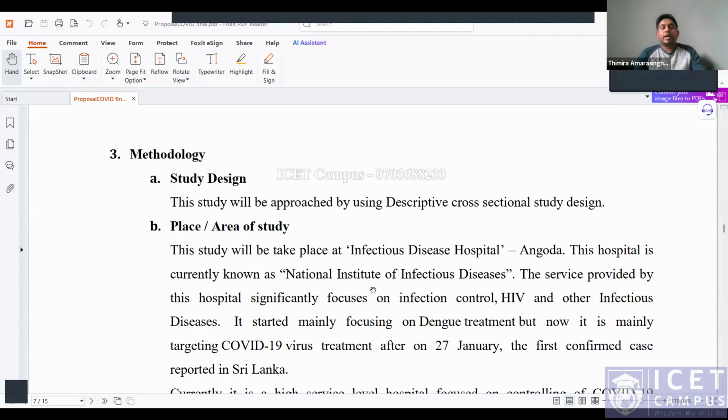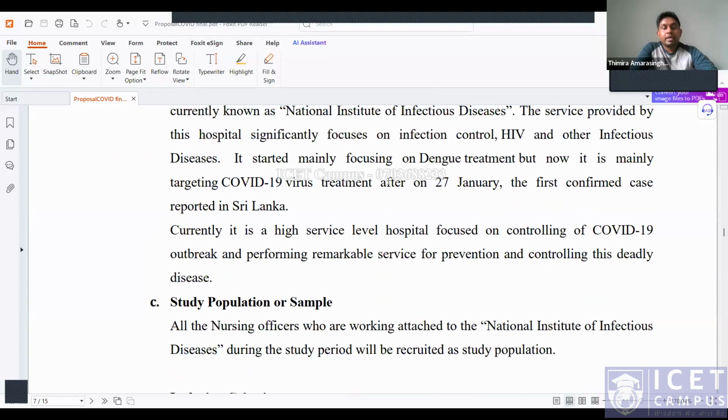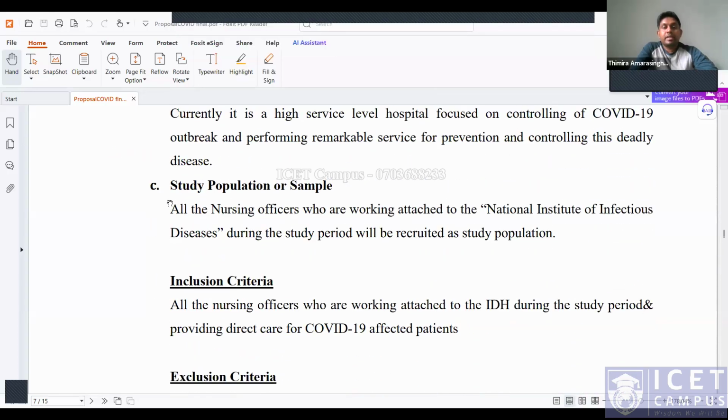In the methodology part, we need to cover certain aspects. The first one would be the study design, which kind of approach we are using in the study. And the next one would be, what is the place of the study, the geographical area, give a brief introduction. And then what is the study population and the sample.